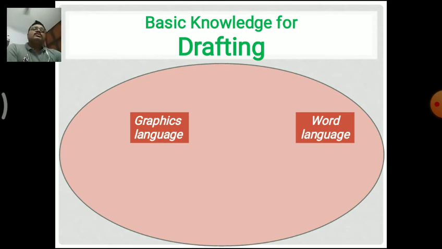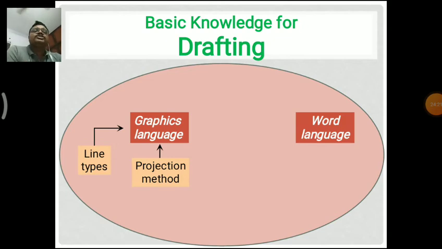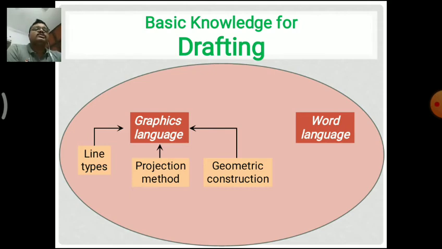Next one is the basic knowledge for drafting. This is the last slide in the introduction of engineering drawing. In the earlier slide, we have seen that two types of languages are there: the graphics language and the word language. In the graphics language, there are line types and projection methods. The last one is the geometrical construction. So there are three parts in the graphics language. But in the word language, there is only one type of specification, that is the lettering.